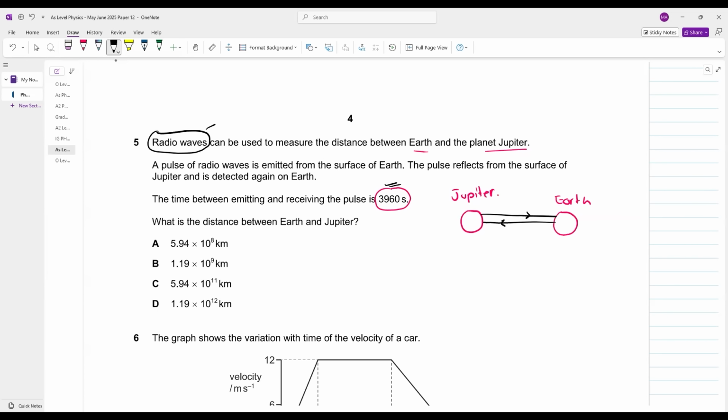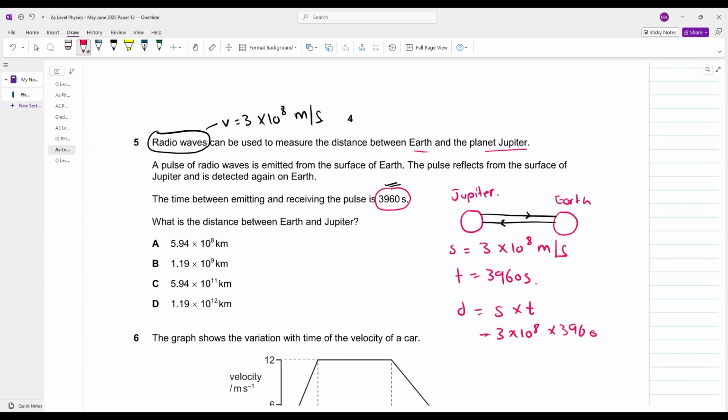रेडियो वेव्स होती है इलेक्ट्रोमैग्नेटिक वेव, जिनकी स्पीड क्या हो जाएगी 3 × 10⁸ meters per second. So you can say the speed or the velocity is 3 × 10⁸ meters per second. Time क्या है 3960 seconds. Can you calculate the distance between Jupiter and Earth? First of all, let's calculate the distance. Distance is equal to speed into time. The speed is 3 × 10⁸ multiplied by 3960. What does your distance comes out to be? Distance क्या आ जाता है बेटा?